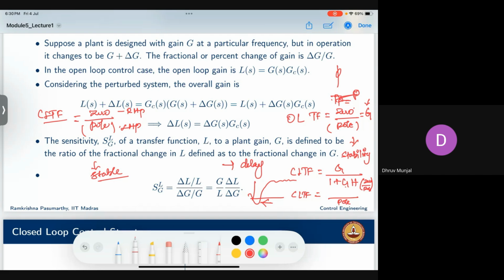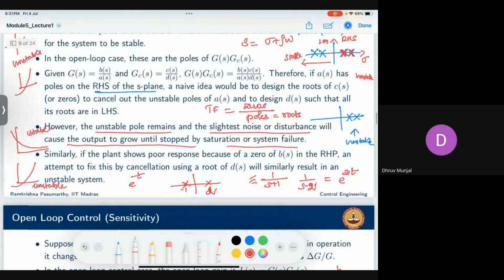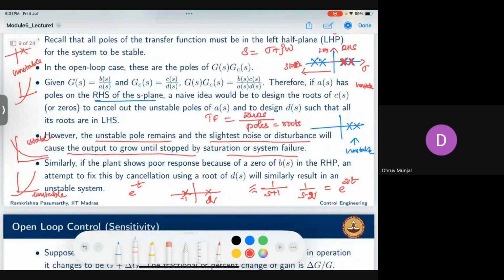So if the pole or the zero isn't very far, it won't affect much. But if the zero is very near to the origin, it starts to affect your system behavior. So in this case, that's what you can get out of it: poor response, right?